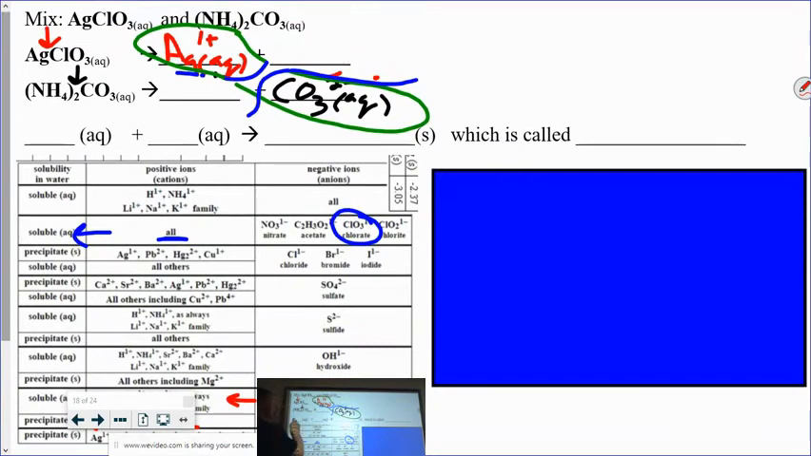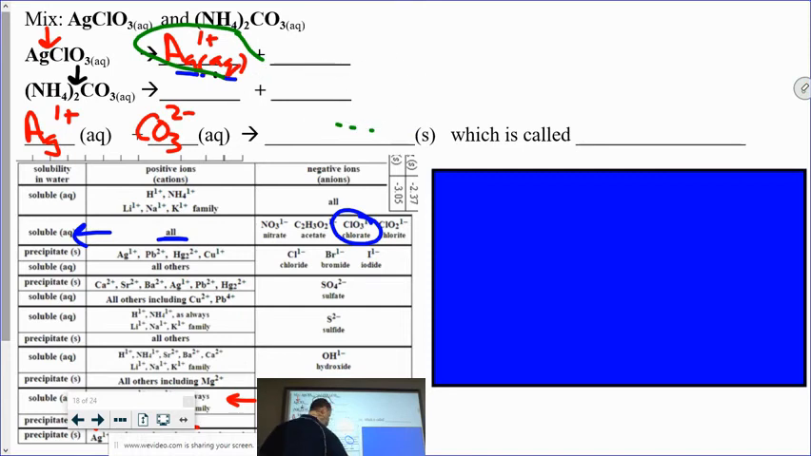So now I write out the balanced equation. Ag 1 positive, plus CO3 2 minus, is going to equal, and now I've got to balance out these charges. So it's going to be AgCO3. This has a 2 minus. This has a 1 positive. They have to add up to 0. So it's going to be Ag2CO3 solid. Put a 2 in front of the Ag to balance out the equation.